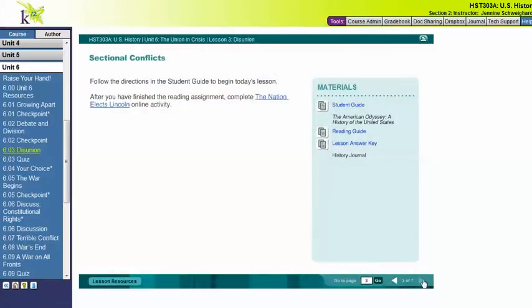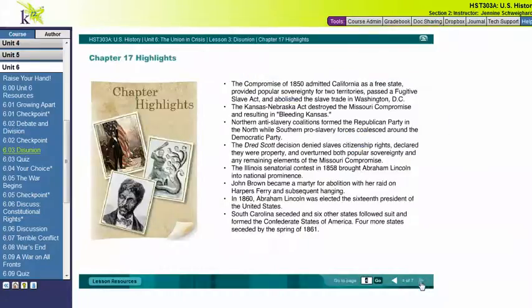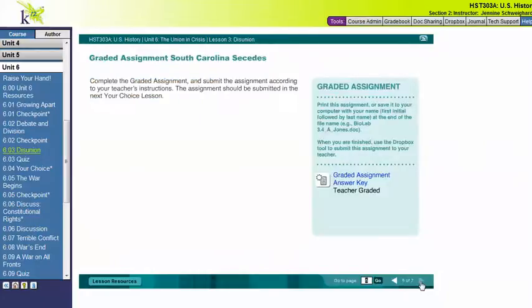Once you finish the activity, you want to move into the chapter highlights. Read these. They have key information as to what you should know from this chapter. Very helpful when preparing for a quiz and also when preparing for a unit test. I know a lot of students actually print these out and then put them in a binder and have them readily available for their access.